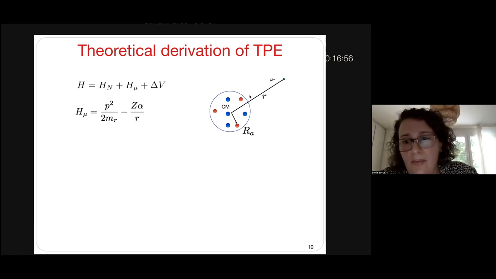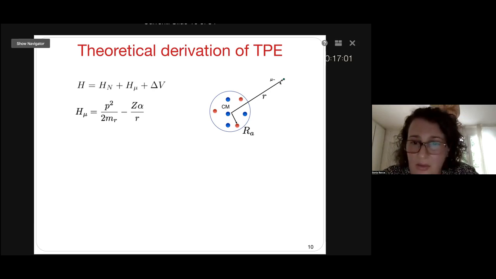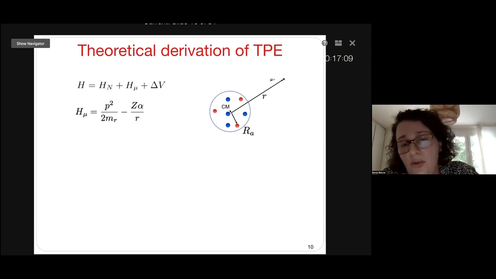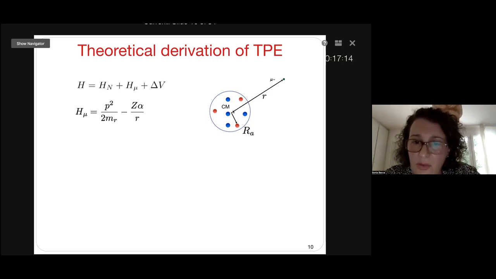So how do we calculate those? In order to explain it, I'm drawing the system here. You have a muon that orbits around the nucleus, which is made of several nucleons. You put yourself in the center of mass of the system, and you have your coordinates for the muon and your coordinates for the nucleons.